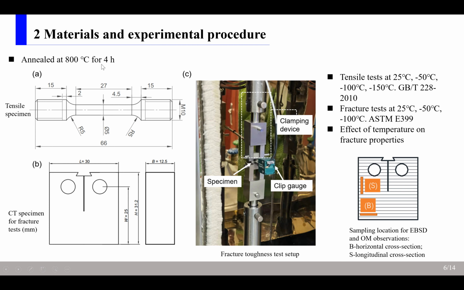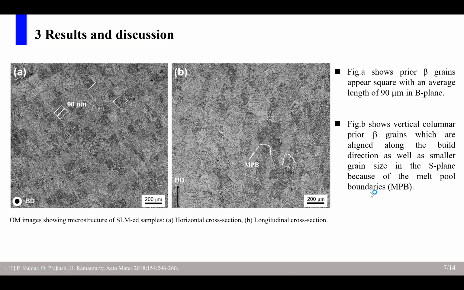Before processing, specimens were annealed at 800 Celsius for 4 hours. Tensile tests were conducted at 4 temperatures and fracture tests at 3 temperatures. For microstructure observation, 2 samples with different orientations were selected. The horizontal section was named B, and the longitudinal section was named S. The results for different tests were obtained.